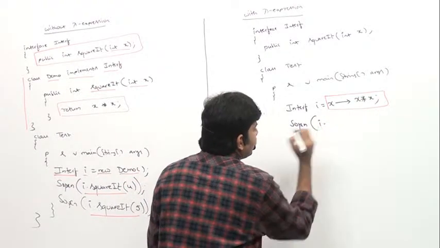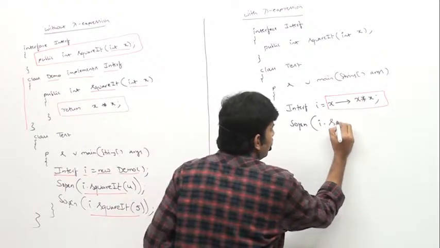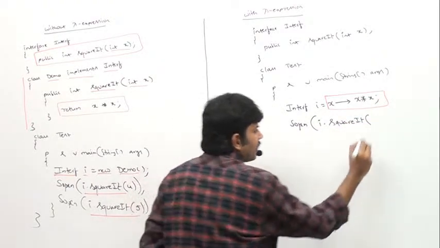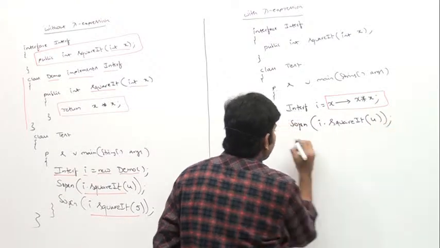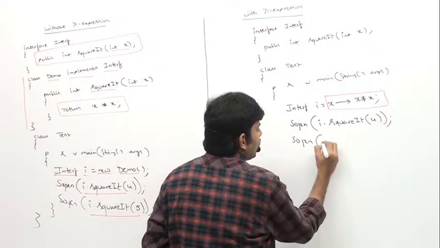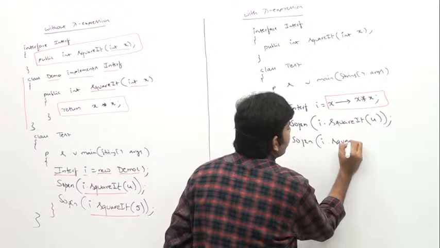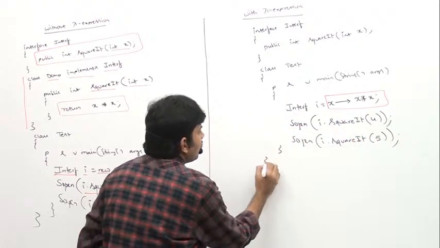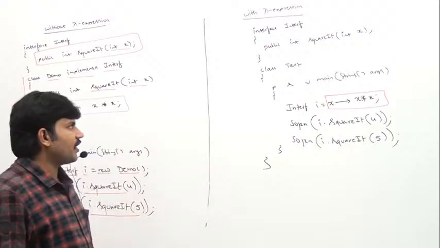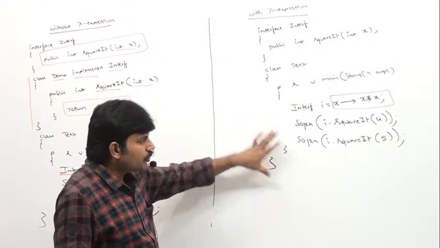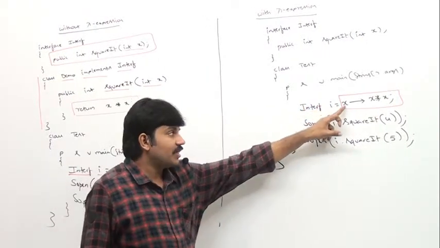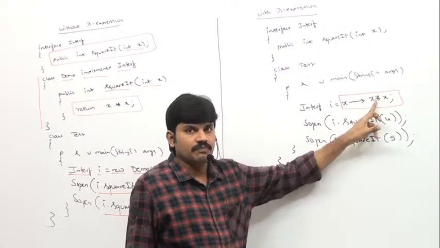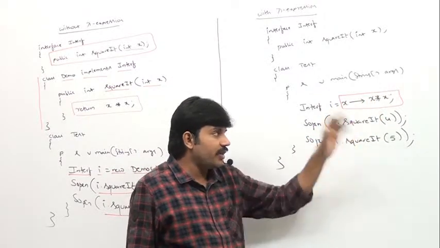System.out.println I dot squareit of 4. System.out.println I dot squareit of 5. Square of 4, square of 5. Is it clear for all? So how can I write a lambda expression which can take one int value and return the square of it, right?